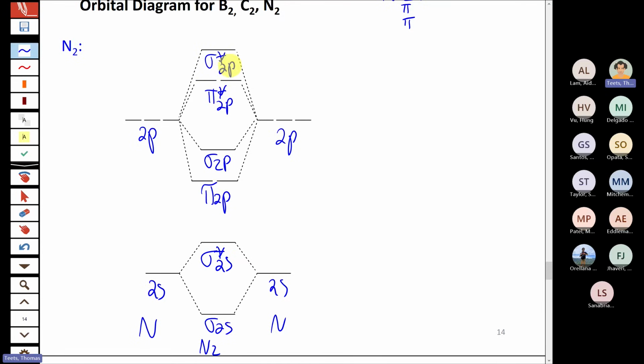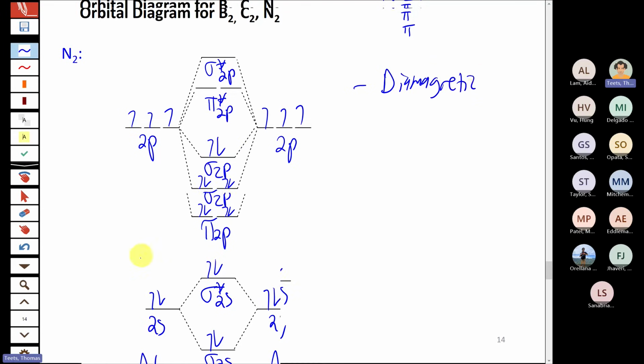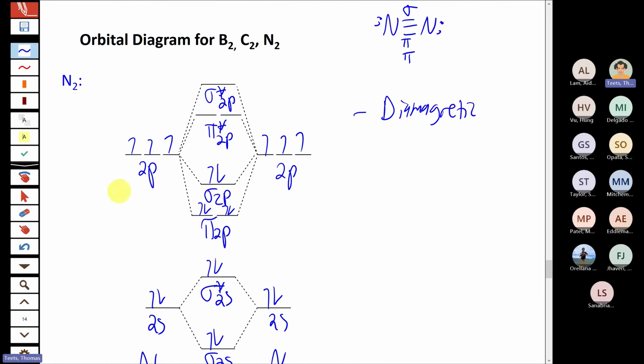So nitrogen has a 2s2, 2p3 valence configuration. So 5 valence electrons from each nitrogen atom, and then a total of 10 that would go into our molecular orbital diagram. So we go 1, 2, 3, 4, 5, 6, 7, 8, 9, 10. So we end up filling up sigma 2p in this case with our last 2 electrons. So we predict a diamagnetic ground state, which the Lewis structure would have also predicted for us.